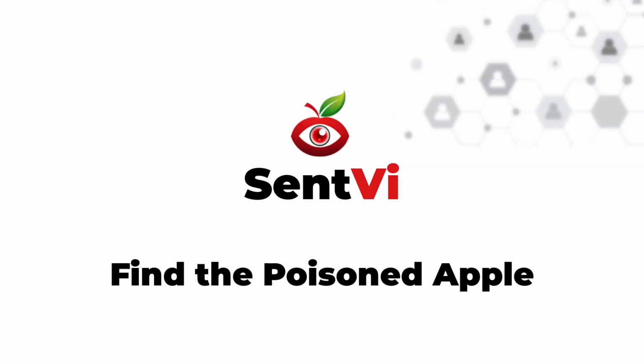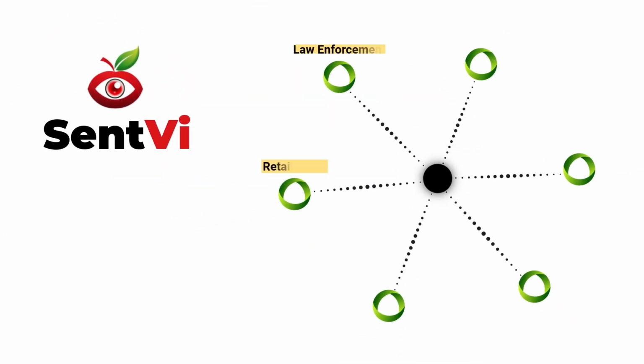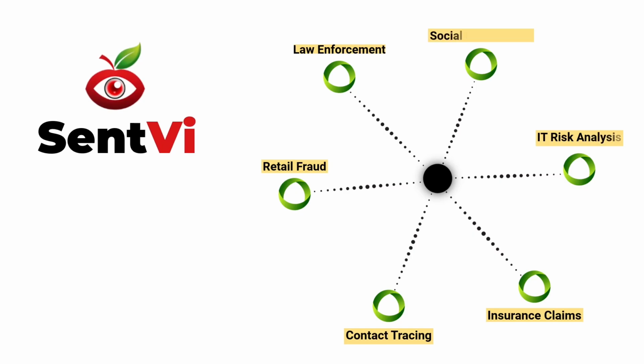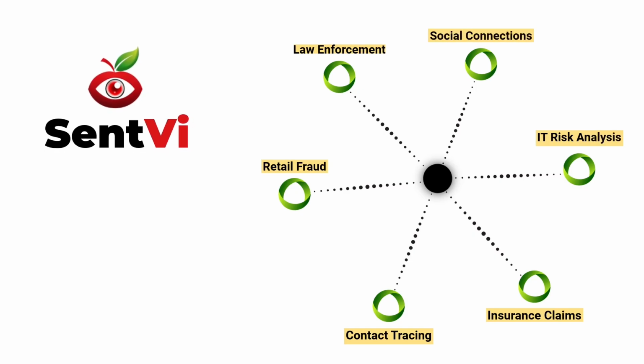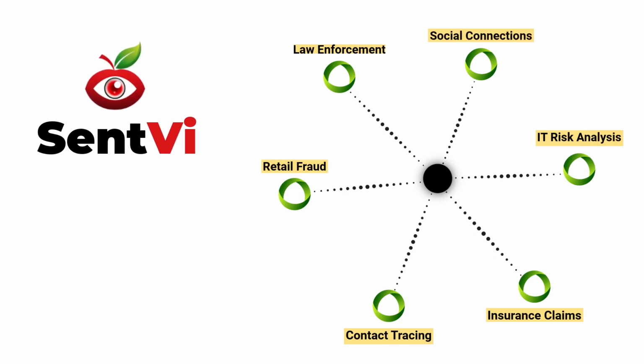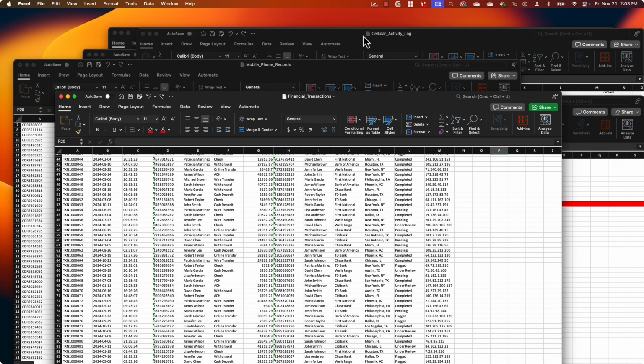SentVi is an investigative tool that discovers connections, relationships, and patterns by visualizing data and linking people, places, things, and events. A broad spectrum of businesses and industries use SentVi, from law enforcement investigations to retail fraud, contact tracing to insurance claims and risk analysis, or analyzing social connections.